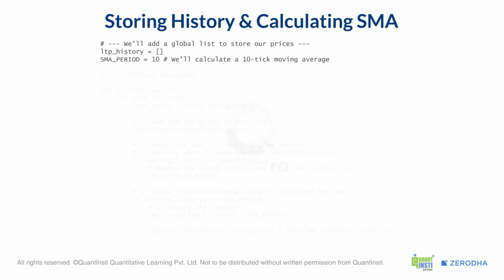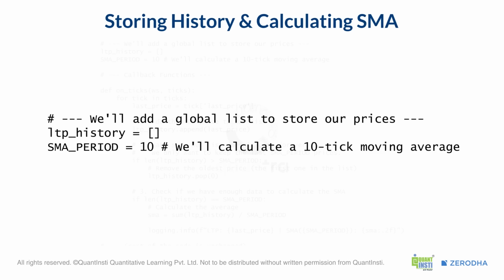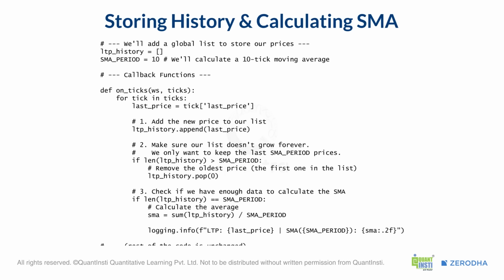To do that, we need to store the last few prices. We'll use the LTP history list we created earlier. We'll add the new price to the list. Make sure the list doesn't get too long. And if we have enough data points, we'll calculate the average.